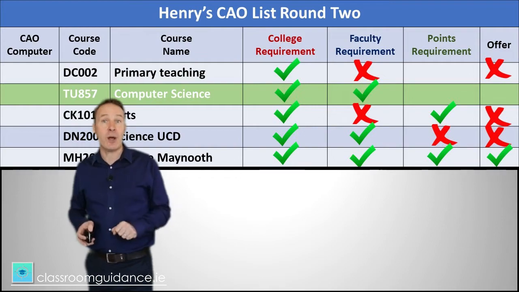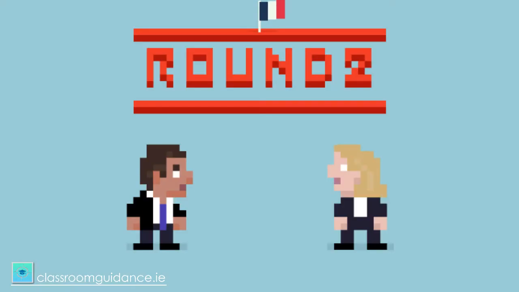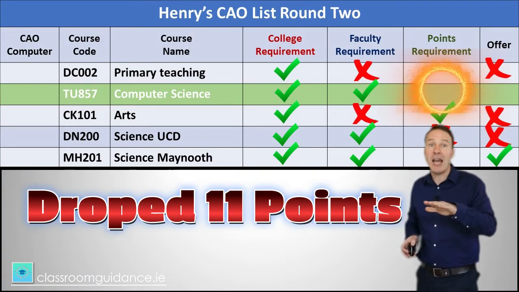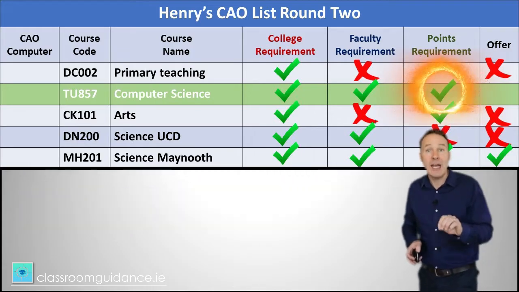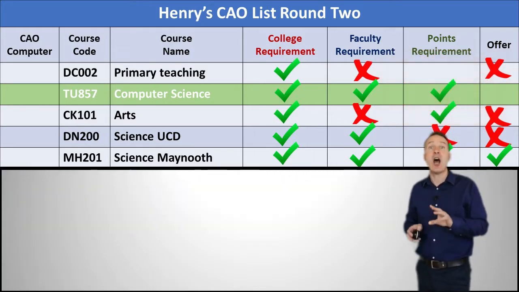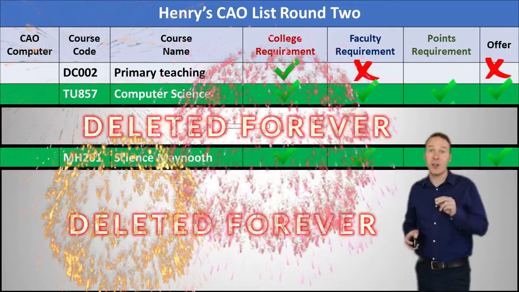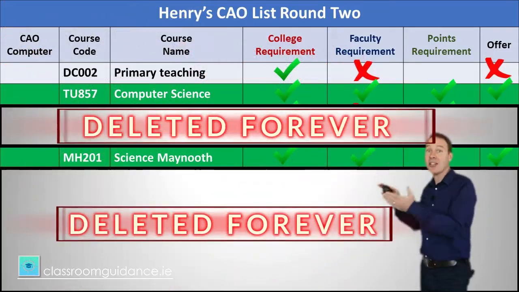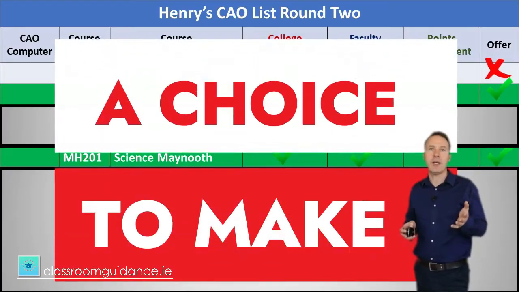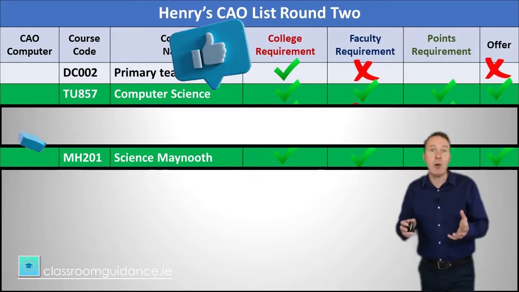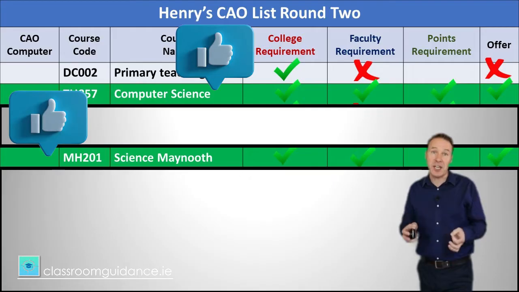Around a week after his round 1 offer, in the second round, this course dropped by 11 points. Now Henry has the points to get in and he gets a round 2 offer. Now the courses between these two offers are deleted forever too, so be careful. He has a choice to accept the new offer or to stay with the original one. So there's a lot to think about here.